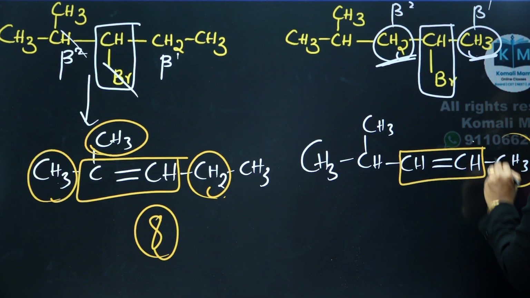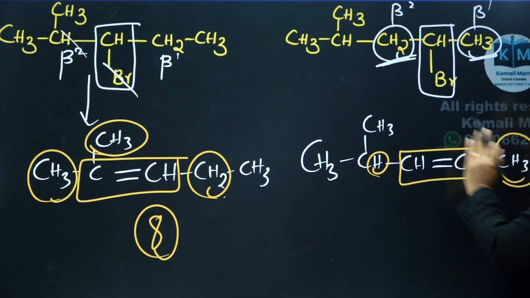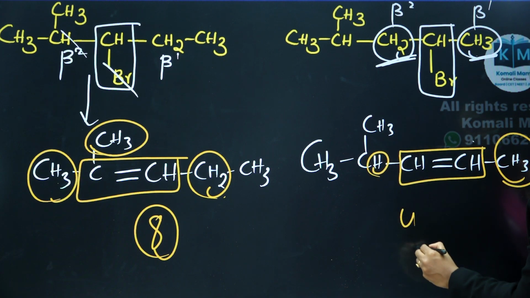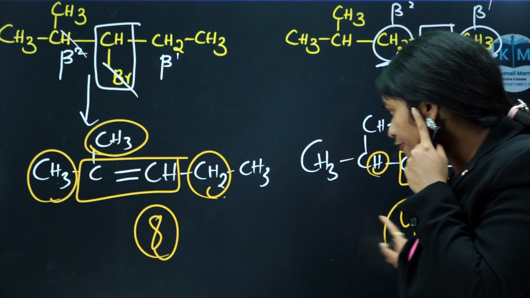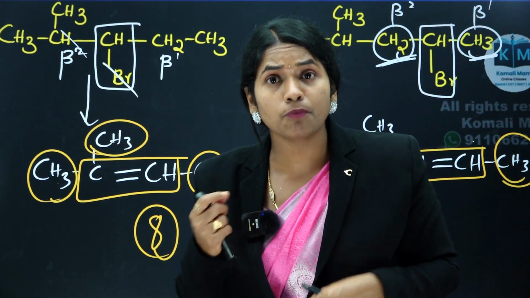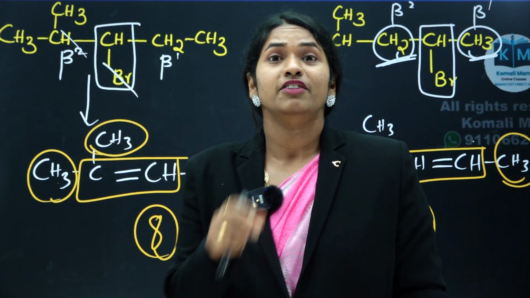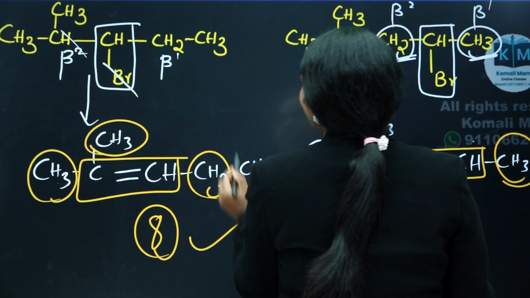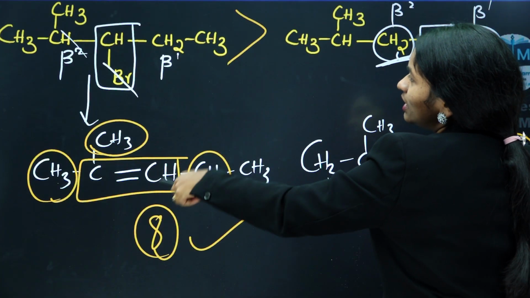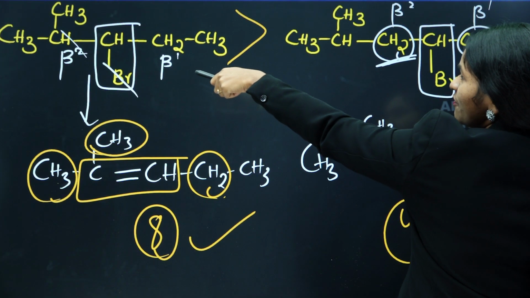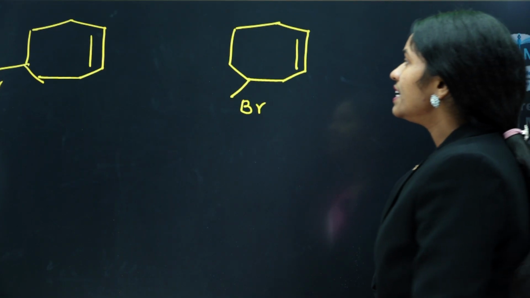Here 3, here 1. Just direct connectivity only you should check. 4. Here 8 alpha hydrogens, here 4 alpha hydrogens. So which is more stable? Can you tell me? Which is more stable? This is more stable. So the more stable alkene is major. This reaction is faster. Now see the next one.